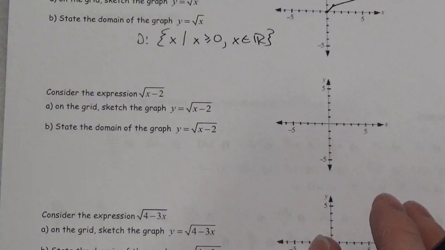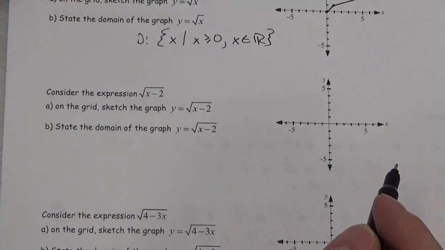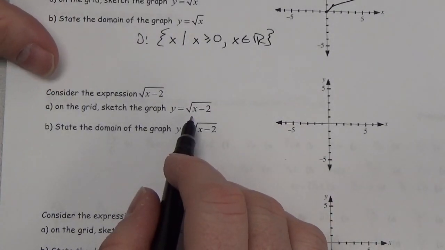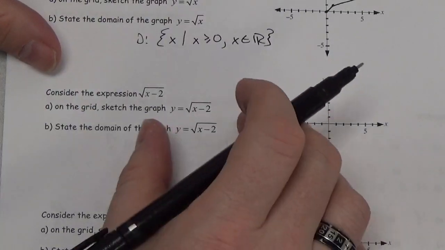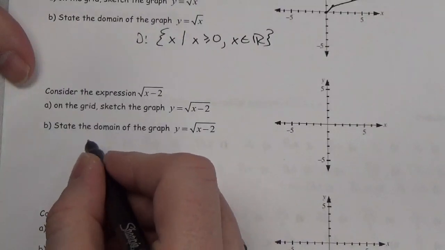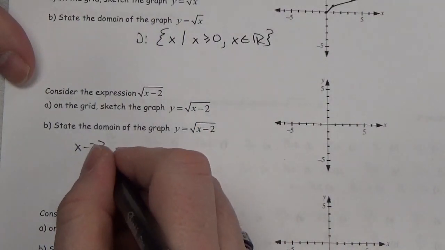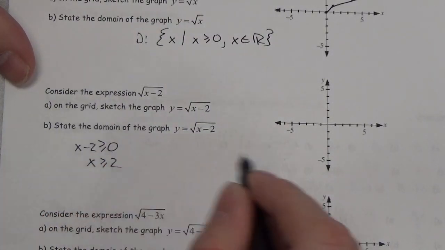Now, what happens if we change the expression? We look at y equals the square root of x minus 2. Well, what does that do to the equation here? Well, I can't take the square root of a negative. I have to take the square root of positive values or 0. So at the very least, I need x minus 2 to be greater than or equal to 0. Now, I can solve for that by moving the 2 over, and I get that x is greater than or equal to 2.